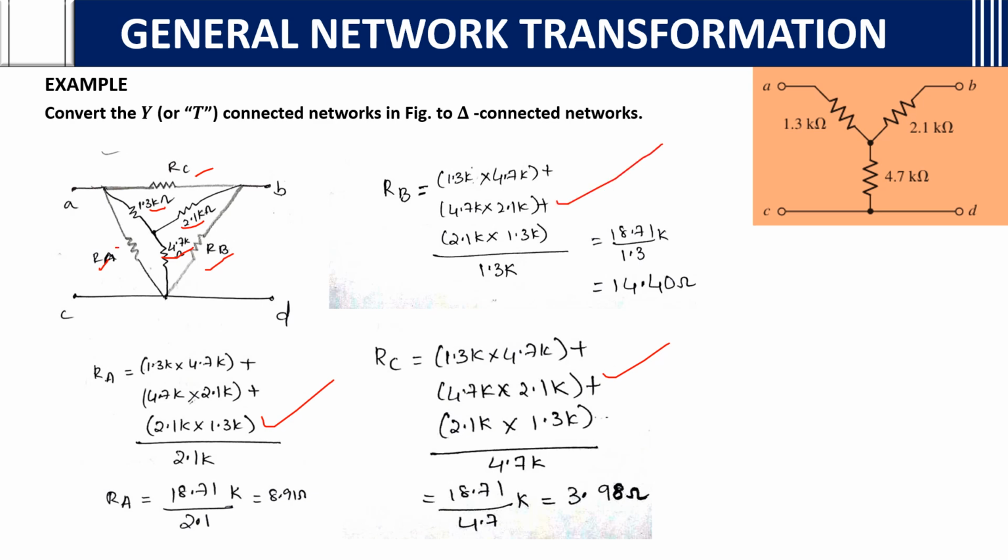Then to get RA, what we need to do? The opposite resistance that you have, 2.1K, you will divide by it. Then to get RB, the opposite resistance that you have, 1.3K, you will divide by it. If you want RC in the form of delta, the opposite resistance is 4.7K. So you will divide by 4.7K. You will easily get 8.91, 4.40 and 3.98 ohms.